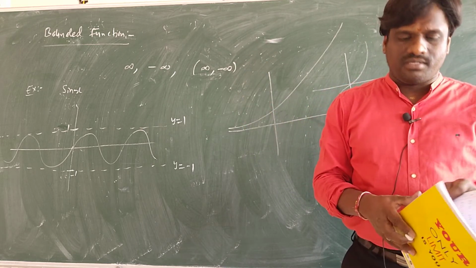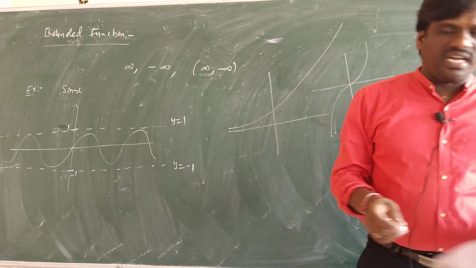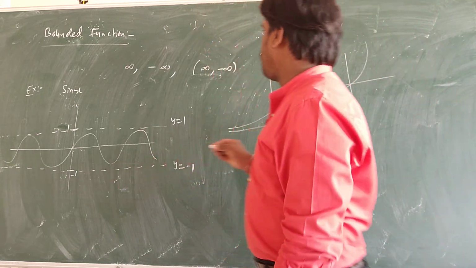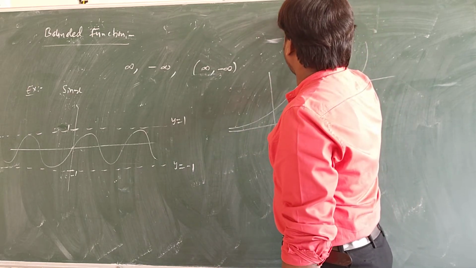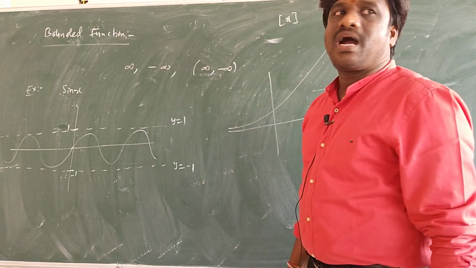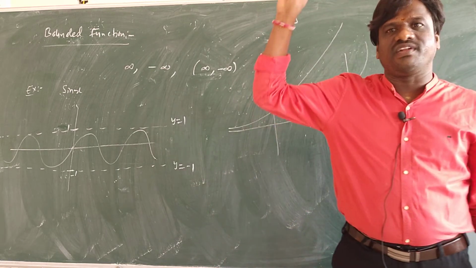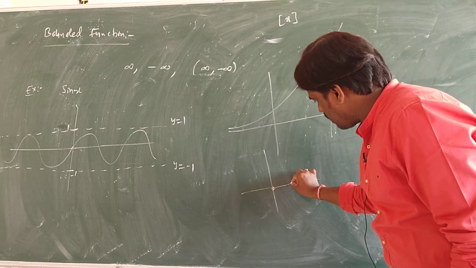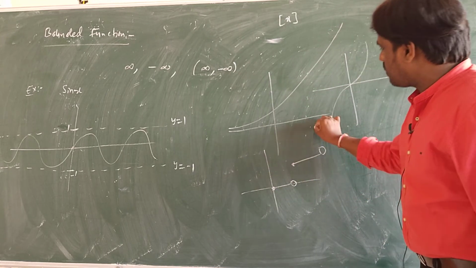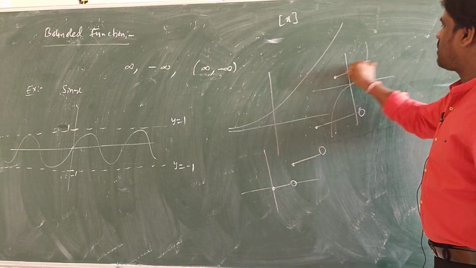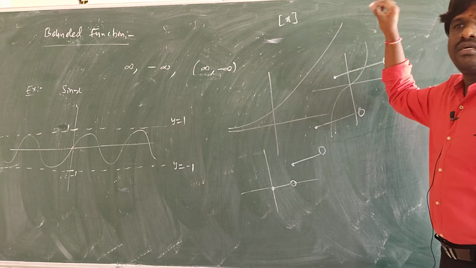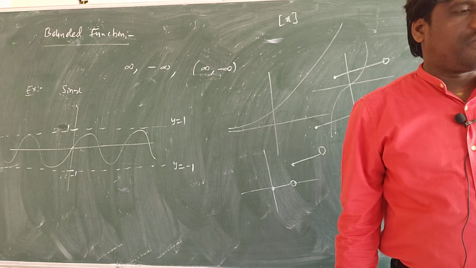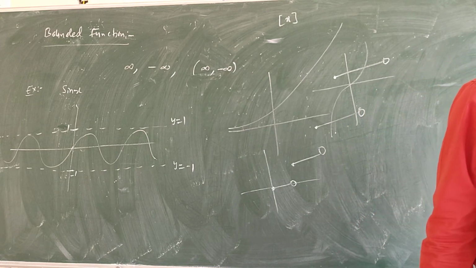Understood? Examples, write down. Tell me, what will the greatest integer function be? Is it bounded or unbounded? Unbounded, because you will have infinity. The graph goes on like this, from 0 like this, and there is no stop. It's a step function. It goes on to infinity. So the greatest integer function is an unbounded function.